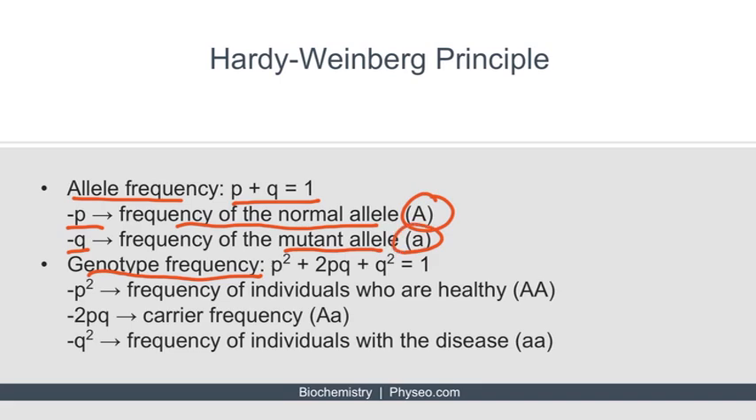The genotype frequency can be determined by using the equation P squared plus 2PQ plus Q squared equals 1. In this equation, P squared refers to the frequency of individuals who are healthy, so their genotype is big A, big A. 2PQ represents the number of individuals who are carriers, so it's the carrier frequency. This is denoted by big A, little a. Finally, Q squared represents the frequency of individuals who have the disease, so their genotype is little a, little a. Okay, the easiest way to understand this is probably by going through a couple of examples.